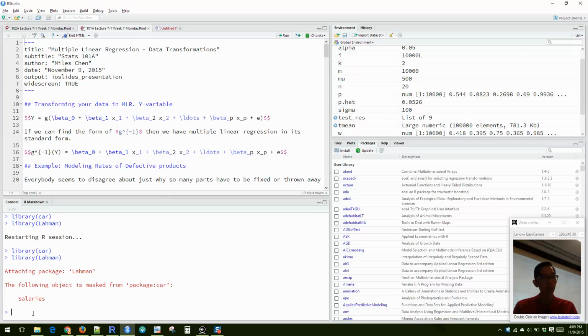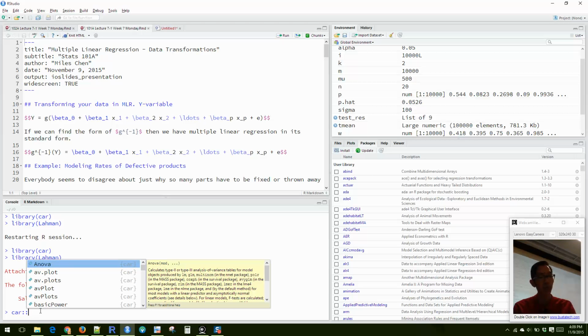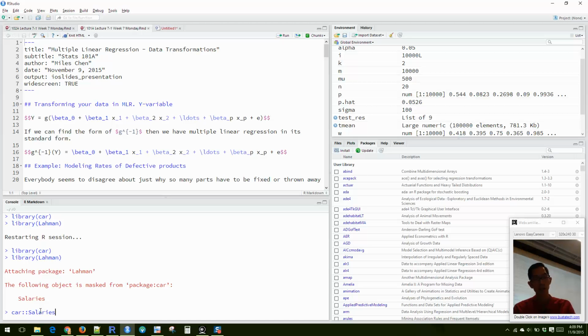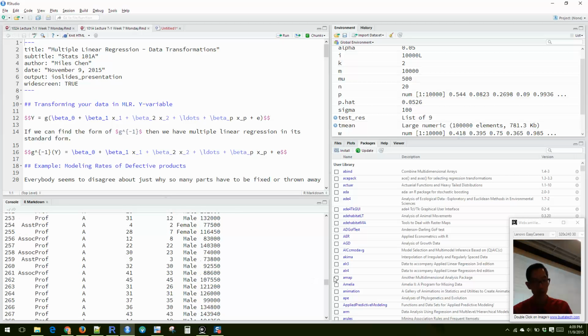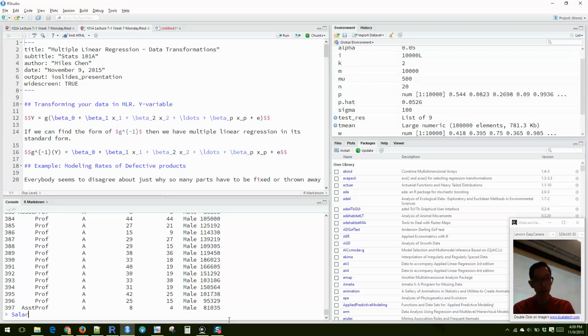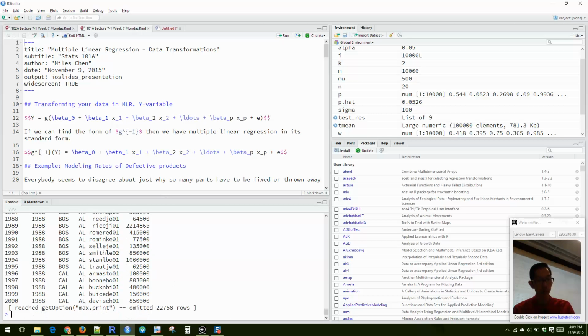But if for whatever reason the thing you want is masked by another thing, you can always reference it using the double colon notation. If I want to get the salaries object in car, I do car double colon salaries. This will pull up the salaries object in car, which we can see here. This is the professor salaries, whereas if I just type in regular old salaries, we get the baseball one.